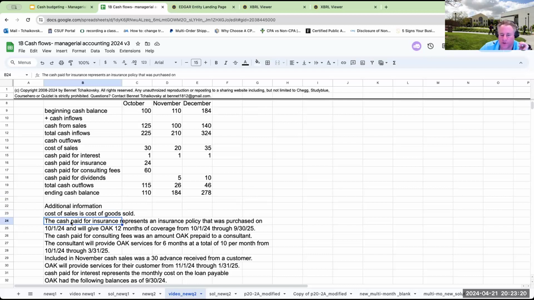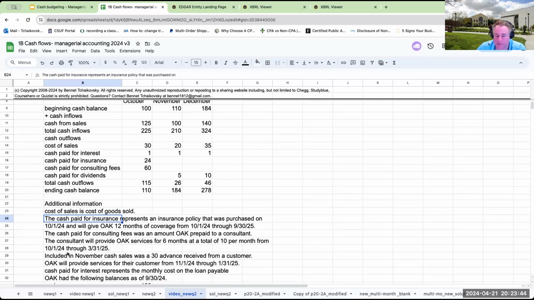The cash paid for insurance represents an insurance policy that was purchased on October 1st and will give us 12 months of insurance coverage from October 1st through September 30th. The cash paid for consulting fees was an amount prepaid to a consultant to provide services for 6 months at a total of 10 per month from 10/1 to 3/31. Included in November cash sales was a $30,000 advance received from a customer. We will provide services for the customer from 11/1/24 through 1/31/25, and we'll say at 10 per month.